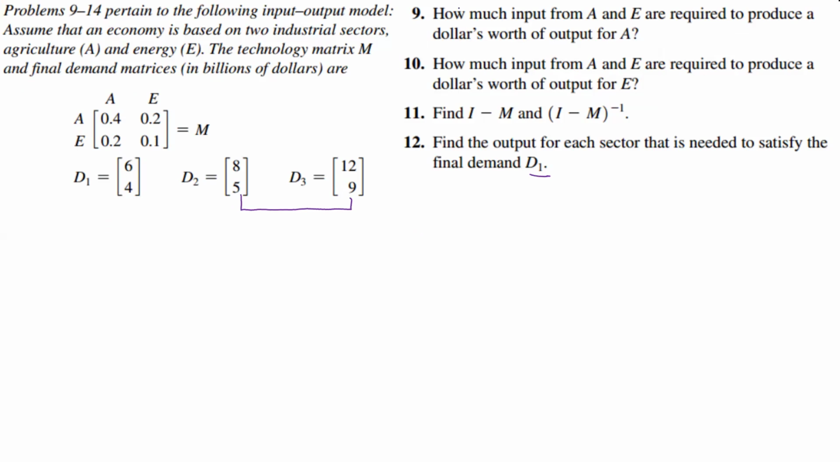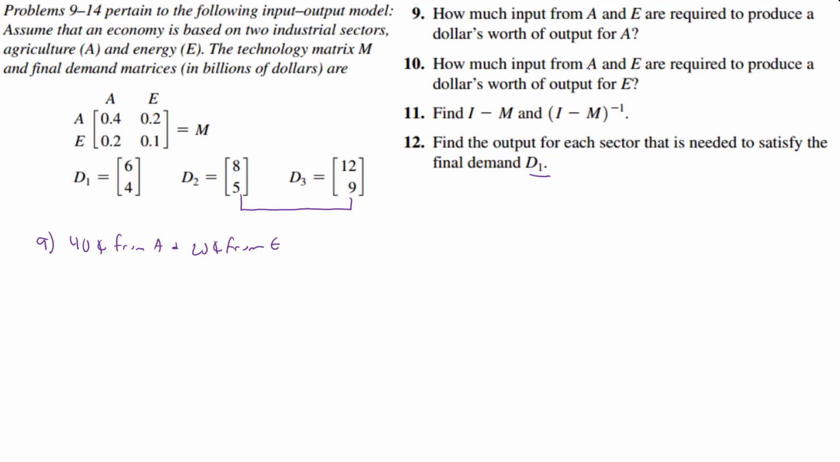So question 9 says, how much input from A and E are required to produce a dollar's worth of output for A? Well, for a dollar's output, we have to input 0.4 from A and, for E, we have to input 0.2. So for 9, it's going to be 40 cents from A and 20 cents from E.